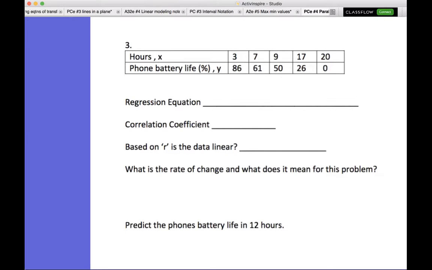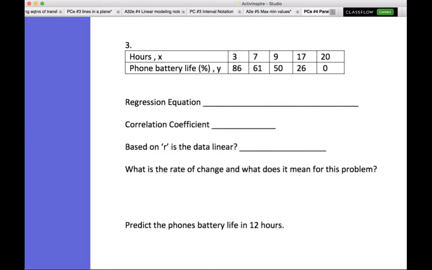Now, there's good news and bad news. The good news is on this stuff, you could always do this by hand. If you think that this is going to be pretty linear, you could just find your slope and write the equation. It's not going to be very exact, but you could always do this by hand.